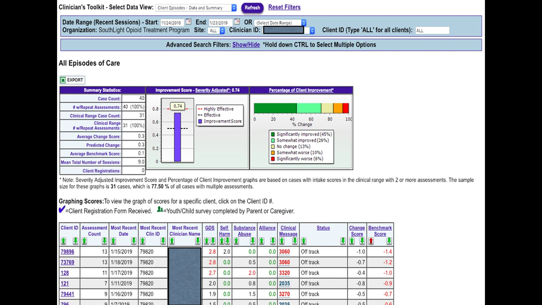So we review the client's answers in session and find it really facilitates the structure of the session around goal setting, treatment planning, and processing for both the client and the clinician.